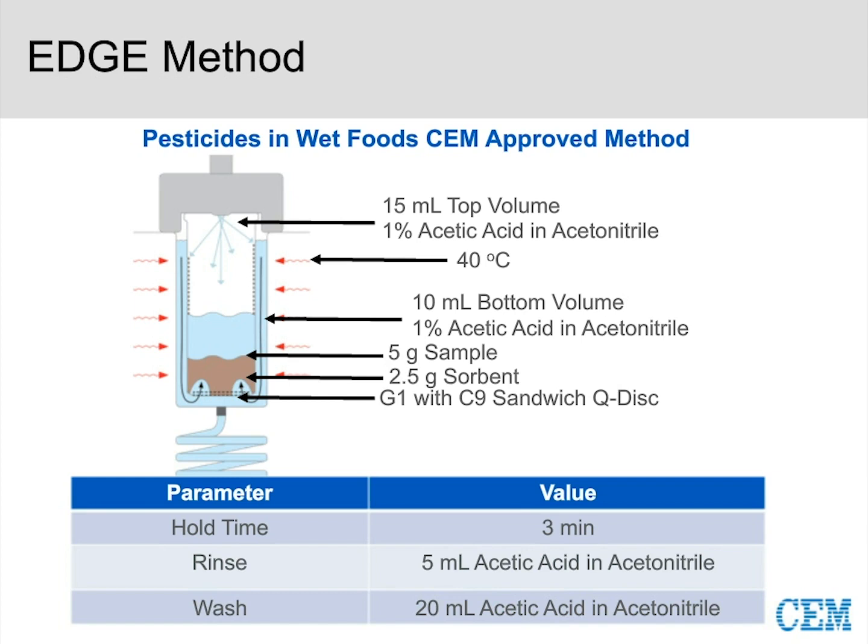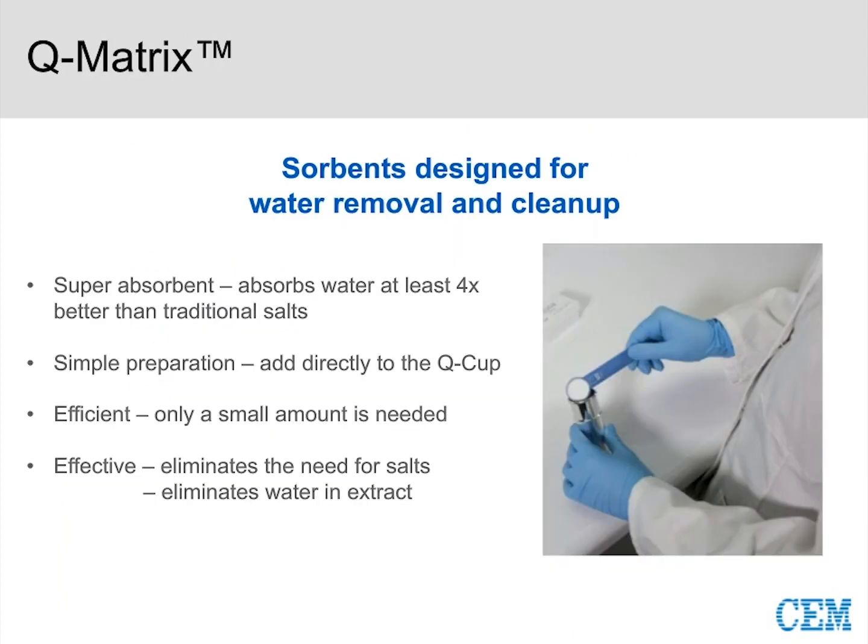So I'm going to talk a little bit more about this sorbent that we used. CEM is going to offer a Q-Matrix line, which is going to be sorbents designed for water removal and cleanup. So in this case, we're using a super absorbent that actually absorbs water at least 4 times better than traditional salts. So traditionally, if you were trying to remove water from something, you'd probably use magnesium sulfate or sodium sulfate in order to do that. But you need to use large quantities of that. And even then, you really struggle to remove the amount of water that would be present in a sample like strawberries. So that super absorbent we're going to use really enables us to have very simple sample preparation.